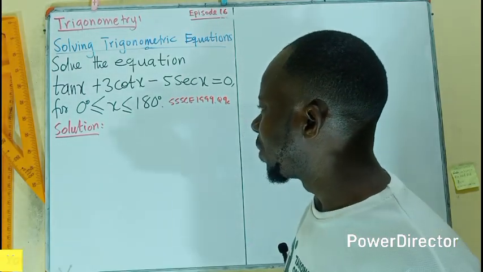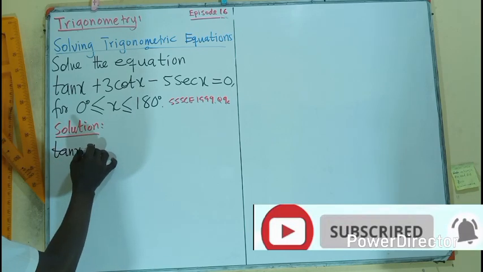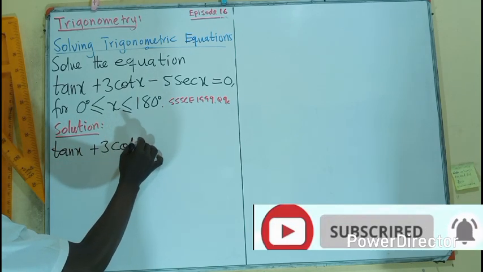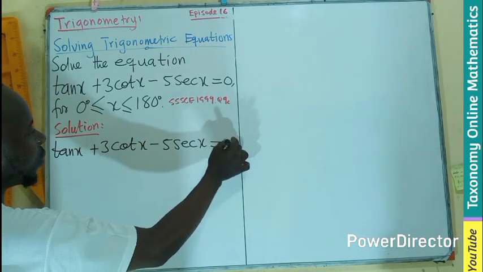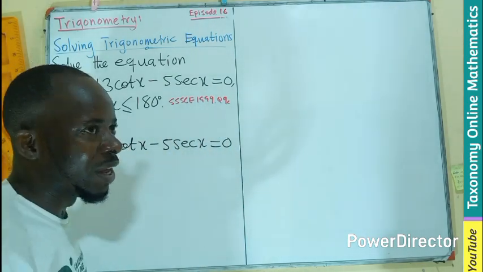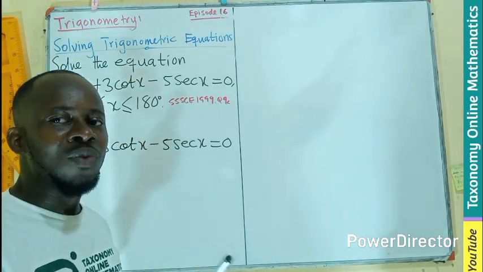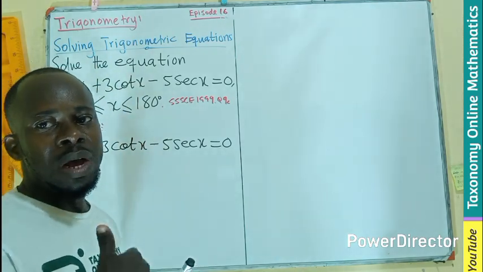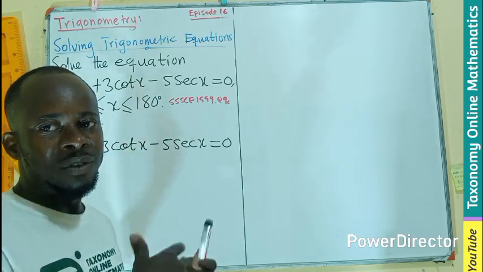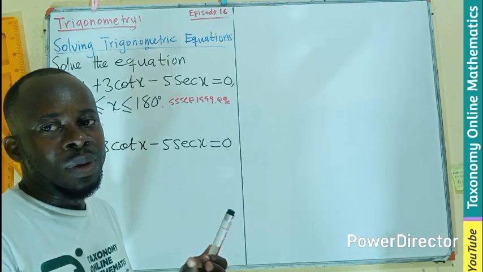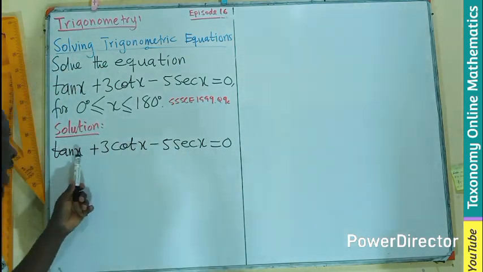So we have to solve the equation tan x plus 3 cot x minus 5 sec x equals 0. Remember what we said in the beginning of trigonometric equations. We said that it is still a linear equation where we try to isolate the unknown variable we are asked to find. Isolate means we're making that variable become alone. So in this case, the variable we are looking for is x.